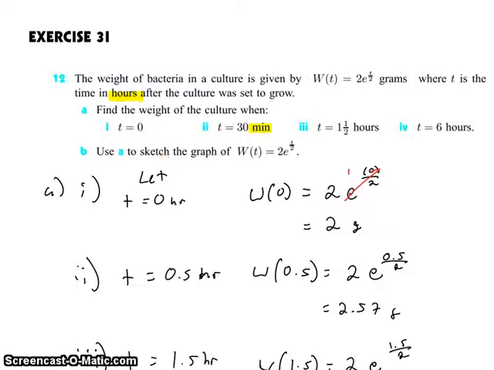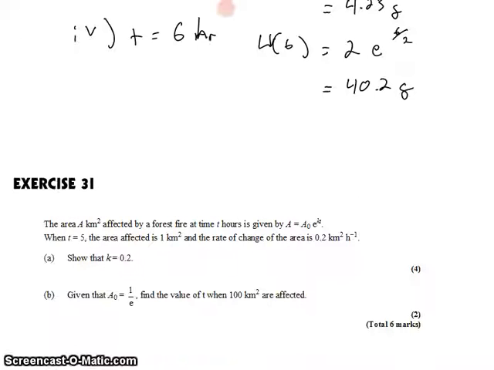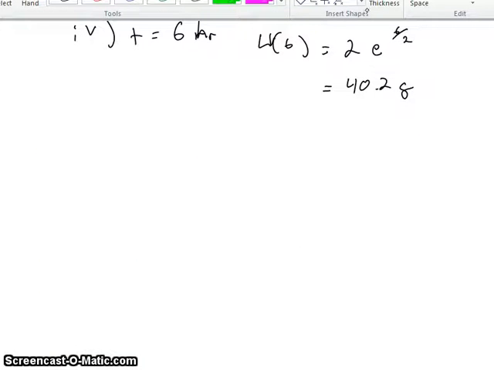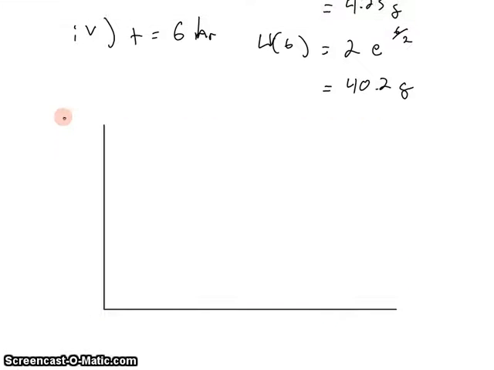Now, we're going to use the information in part A to sketch a graph of the weight. All right, I only need quadrant 1 for the weight, because the weight's not going to be negative, and time's not going to be negative. I need to go all the way out to 6 hours. Could have spaced it better. 1, 2, 3, 4, 5, 6. And I need to go all the way up to 40 grams. So that's 40, that's 20, 10, 5, 1, 2, 3, 4, 5.